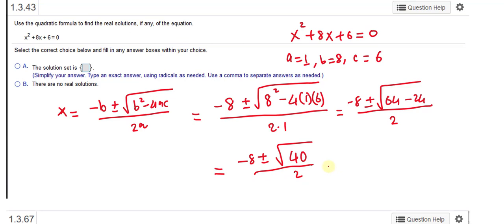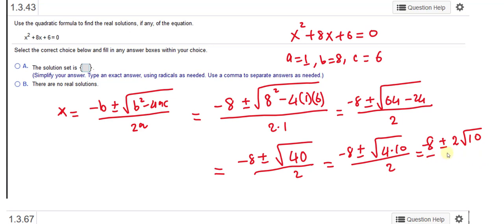Now, can I simplify this expression? Yes, I can, right? 40 I can write as 4 times 10, divided by 2. And we know that the square root of 4, we can take it outside to become 2, and the radical of 10 stays inside. And then divide by 2.